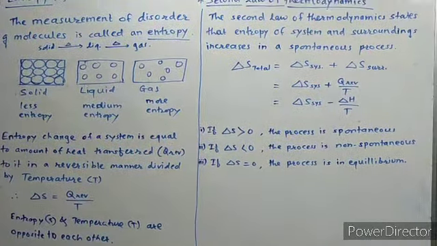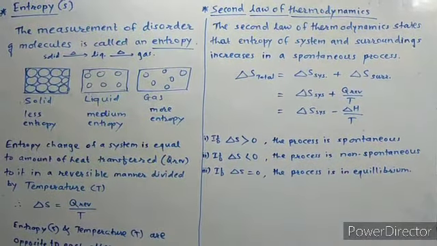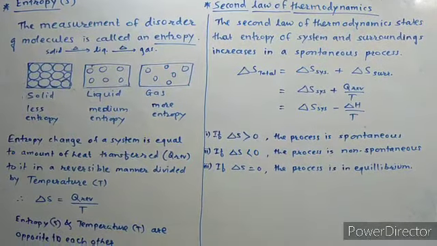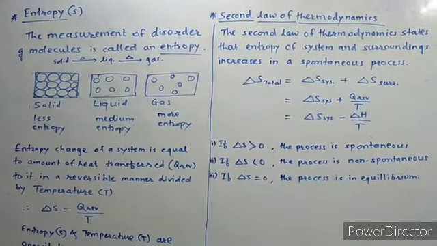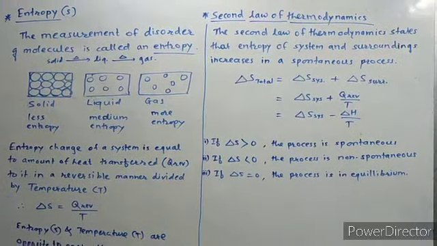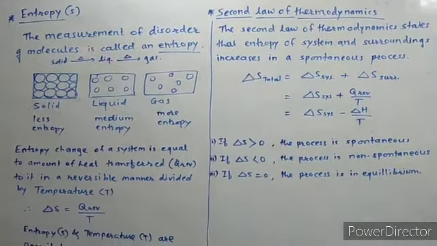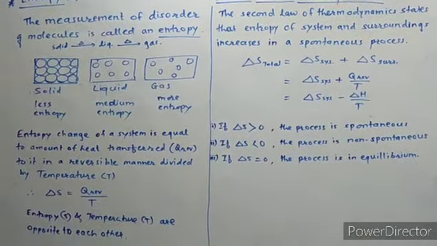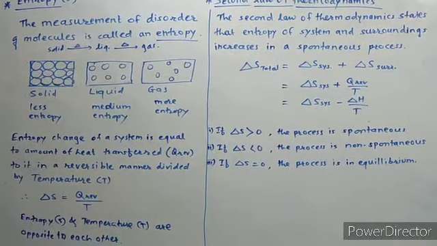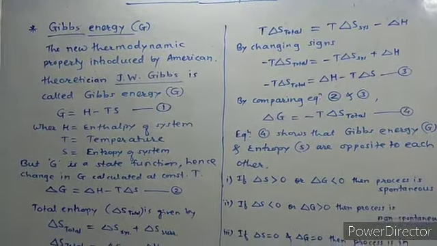Now see the first condition. If delta S greater than 0, the process is spontaneous. If delta S less than 0, the process is non-spontaneous. And third, if delta S equal to 0, the process is in equilibrium. Now by using the value or the magnitude of delta S, we can understand whether the given process is spontaneous, non-spontaneous, or in equilibrium.